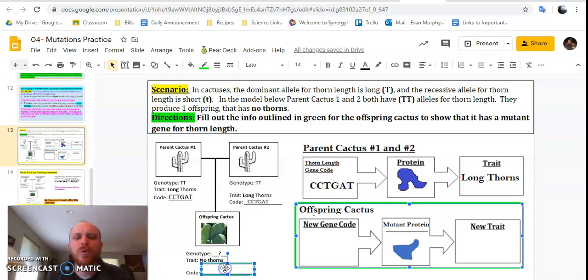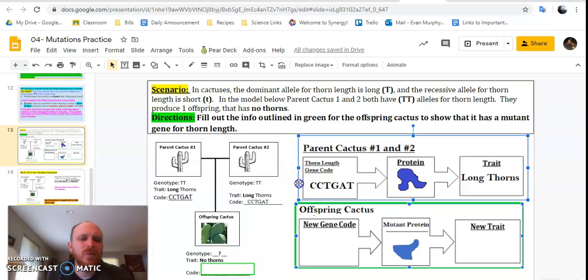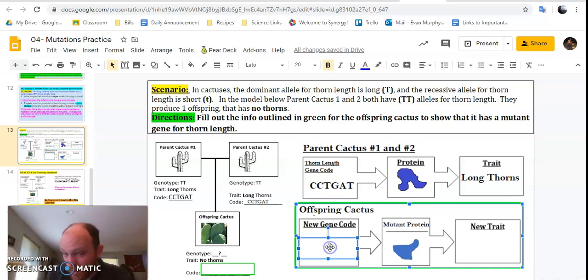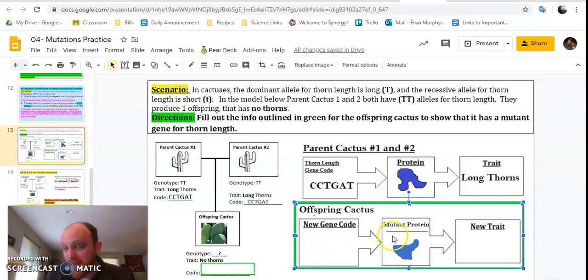Can you tell me what the new code would be? You don't have to be exact, but what could it be? And then here's the protein. I'm telling you that this code, whatever you're going to come up with, some kind of new gene code, is going to make this mutant protein. It's going to make a different shape. And that's going to give you what trait you should already know by if you read this scenario.